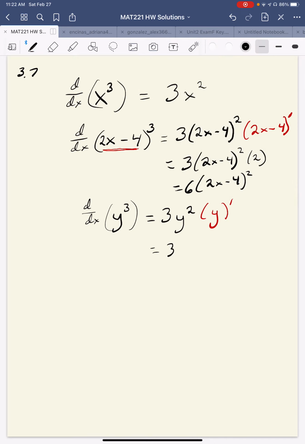So this becomes 3y squared. And what is the derivative of y? Well, the derivative of y is simply dy/dx. It's the derivative of y with respect to x. So when I take the derivative with respect to x of y cubed, I get 3y squared dy/dx. Okay, now let's use that idea moving forward.